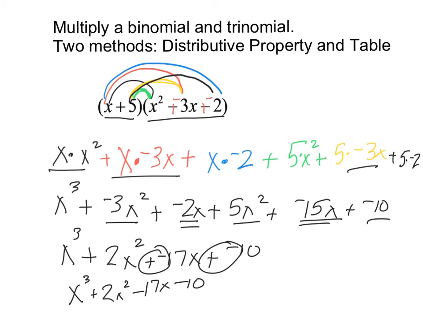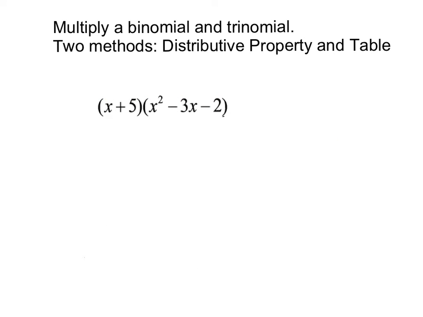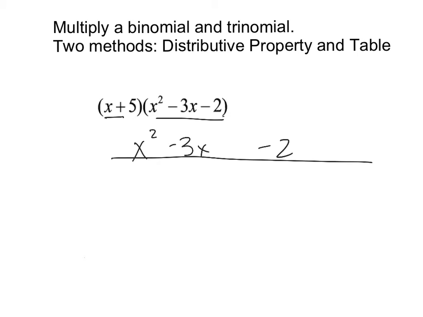Now let's look at it as a table method. We know we're going to get the same answer. Okay, let's look at it as a table. It doesn't matter which one of these polynomials goes across the top. I'm going to put x squared and negative 3x and negative 2 across the top just because I have more space that way. And then x and positive 5 across the side.